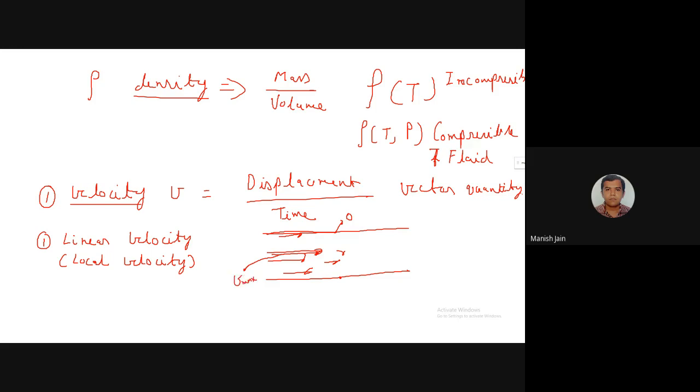If you are measuring the velocity at a given point, at a distance r from the interface, then you are measuring the velocity v at z equal to r. So this is the linear velocity. The velocity at a given point is called the linear velocity. Now the second type of velocity, which is more useful, is the average velocity.